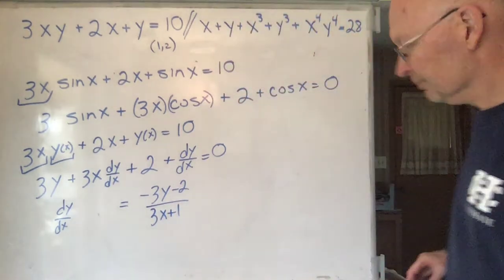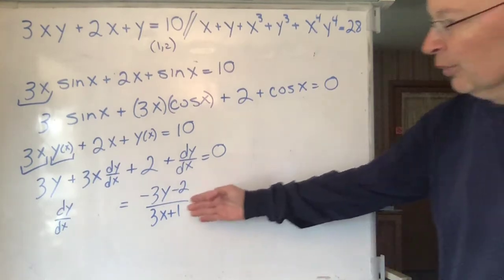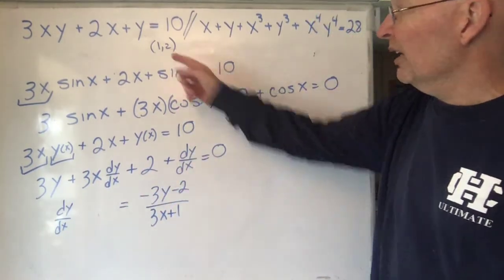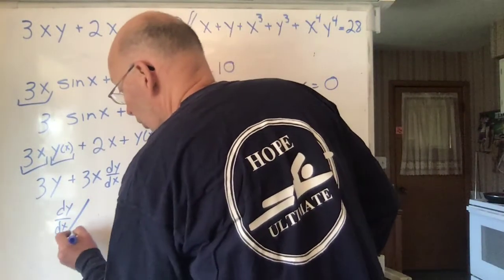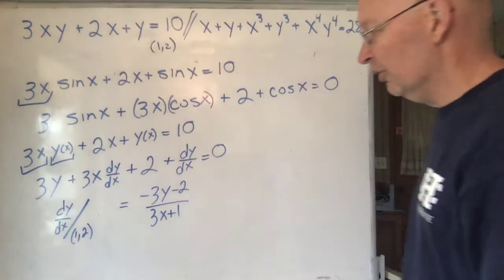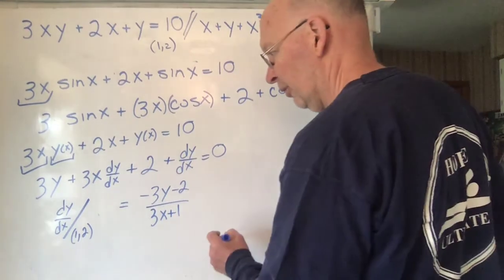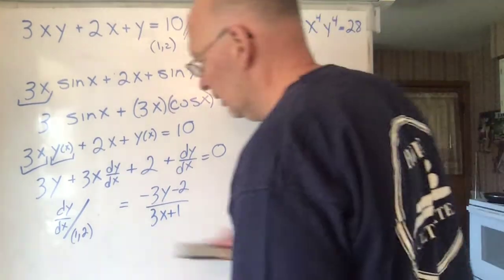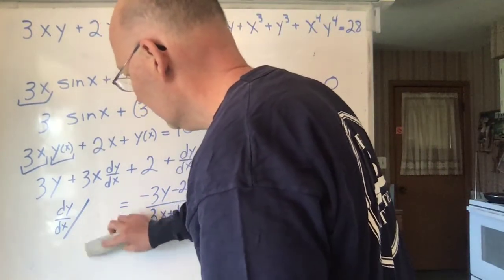Like so. And so that's the derivative at any point, and I want it at the point where x is equal to 1 and y is equal to 2. So what's that going to be equal to? Well, let me make another line for that.